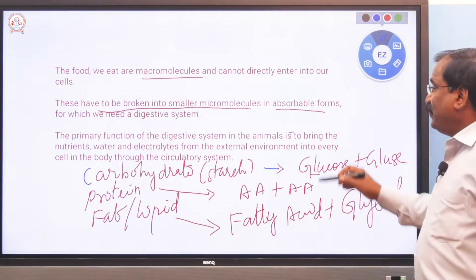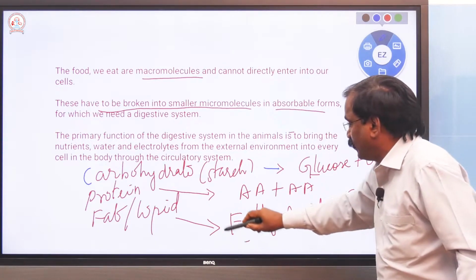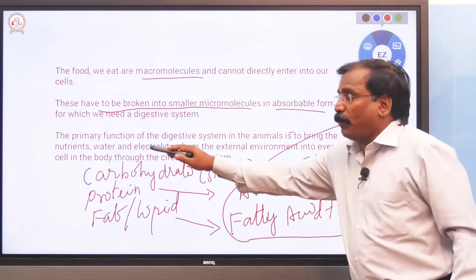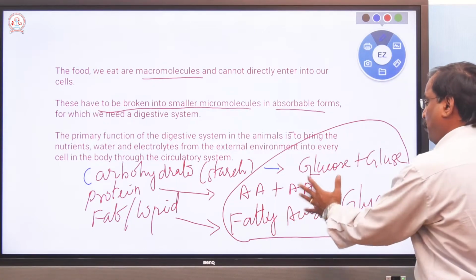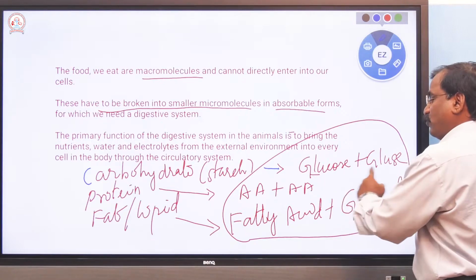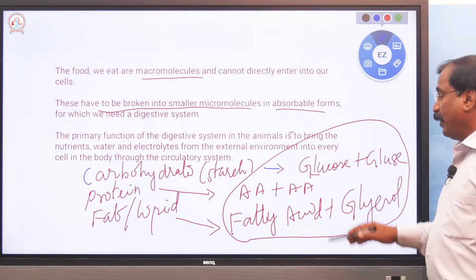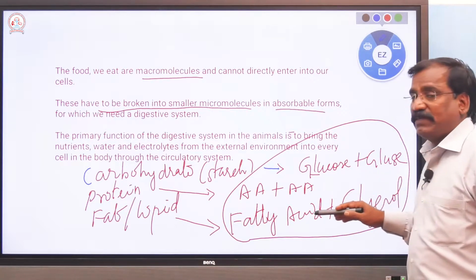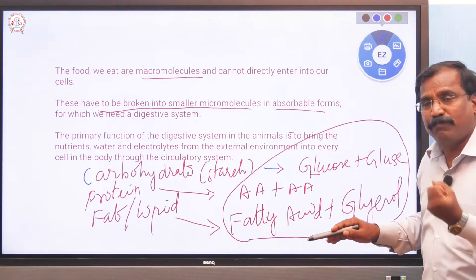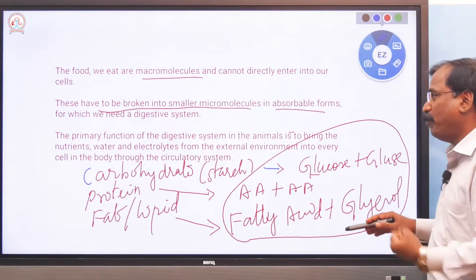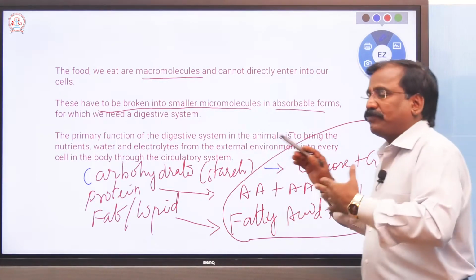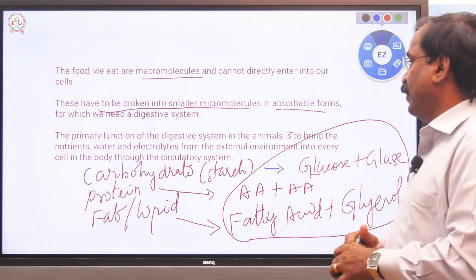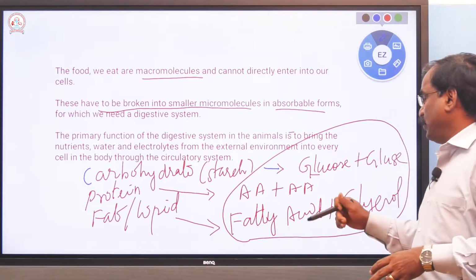Okay, so these are the micromolecules. The aim of the digestion is that these complex substances should be converted into these smaller substances, right? Only then can our body absorb these smaller substances. So for that purpose there is digestion. That is the objective, the ultimate aim of the digestion.